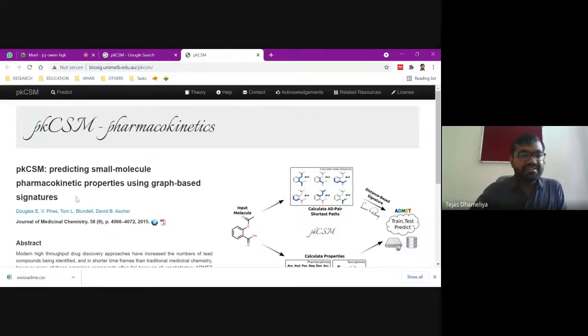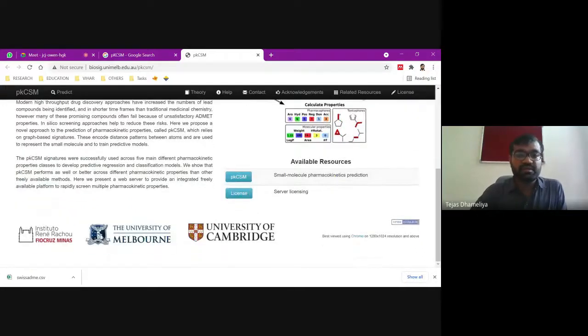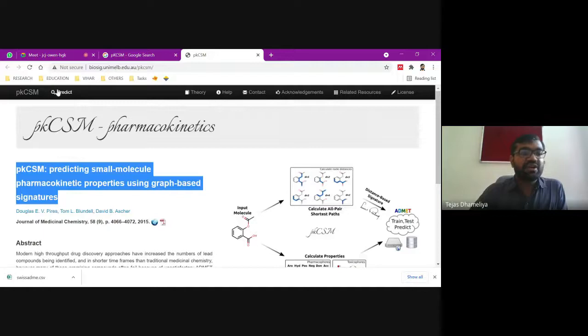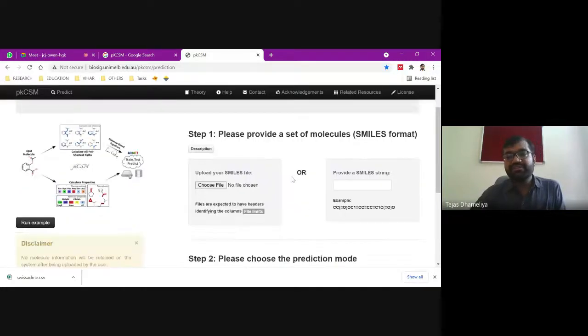Friends, this is a publication of the Journal of Medicinal Chemistry 2015, where the whole paper was on this PKCSM tool. It was developed by the University of Melbourne, University of Cambridge, and some other universities. Simply click on predict. There is an option called predict. You click on that, and this window will open up and you will need your SMILES here.